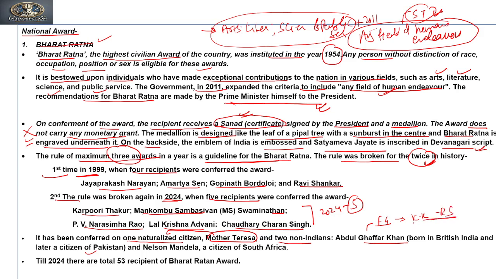You might have studied it under history. And Nelson Mandela, a citizen of South Africa. So 2 non-Indians who are not citizens of India were granted a Bharat Ratna, and one naturalized citizen of India, that is Mother Teresa. Till 2024 there are only 53 recipients of the Bharat Ratna award. Is it clear? So this is related to Bharat Ratna.